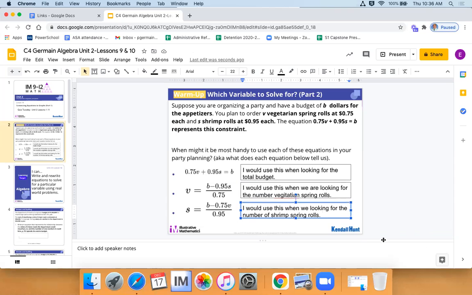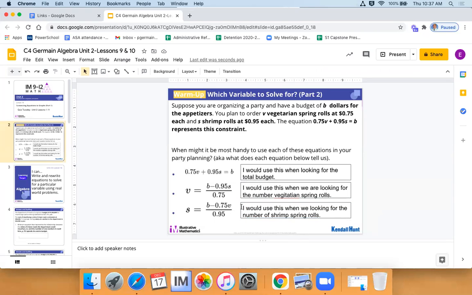Nice job. And we would get that by dividing the total cost by the price of the shrimp spring rolls. So the number of vegetarian spring rolls times the price, and then we would divide by the price of the shrimp spring rolls. Yes, nice job, Jason.